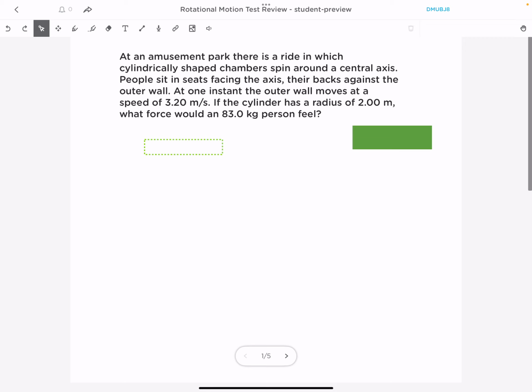All right, so for this problem, you're going to be using the equation for the centripetal force. So we know that the centripetal force, Fc, equals mv squared over r. And if we want to understand what's going on, here we have the cylinder, and let's imagine that someone's back is against the wall, okay? And the cylinder is going to be rotating around the circle.